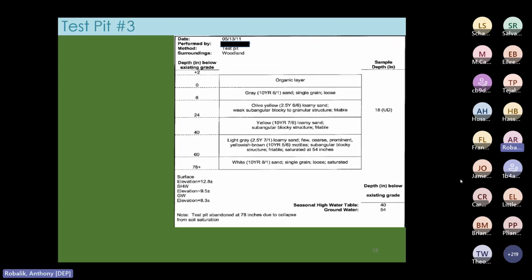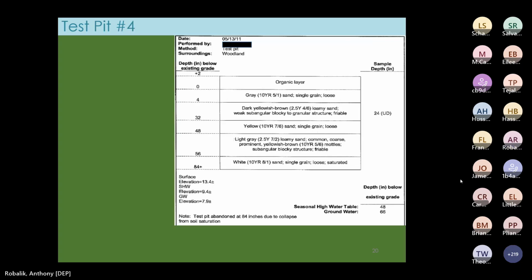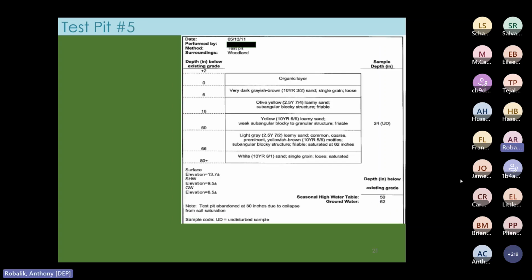Here's test pit 3, also similar. Seasonal high water table 9.5 again. Test pit 4, same thing. Seasonal high water table comes out to 9.4 here. And the last one, test pit 5, again, looks very similar to the others.